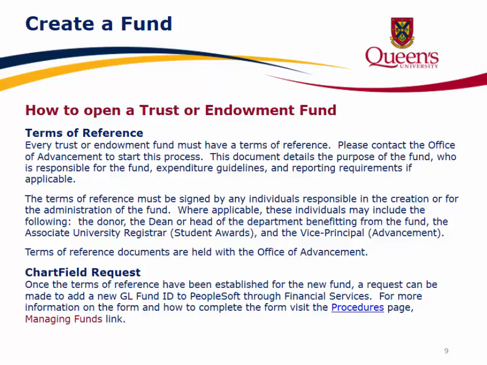This document details the purpose of the fund, who is responsible for the fund, expenditure guidelines, and reporting requirements if applicable. The terms of reference must be signed by any individuals responsible in the creation or the administration of the fund. Where applicable, these individuals may include the following: the donor, the dean or head of the department benefiting from the fund, the associate university registrar, student awards, and the vice principal of advancement.